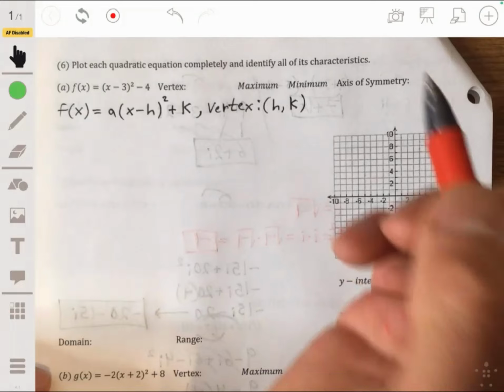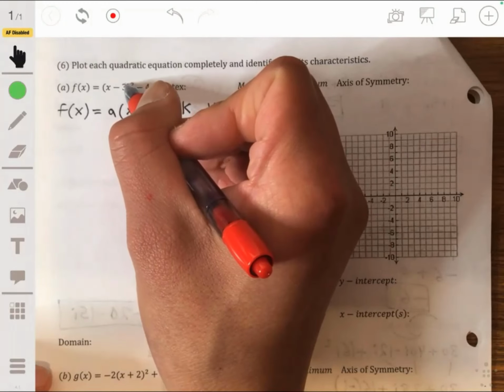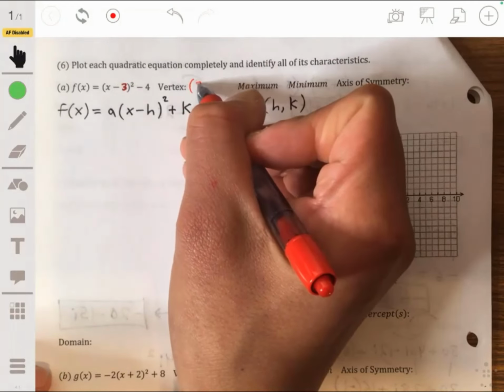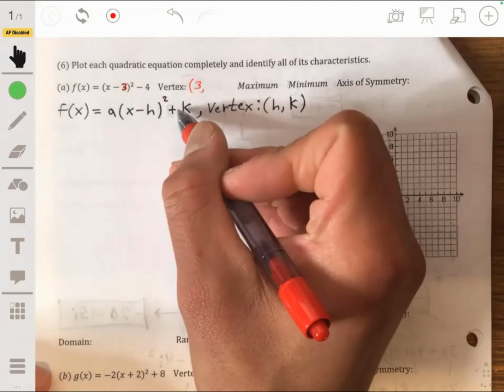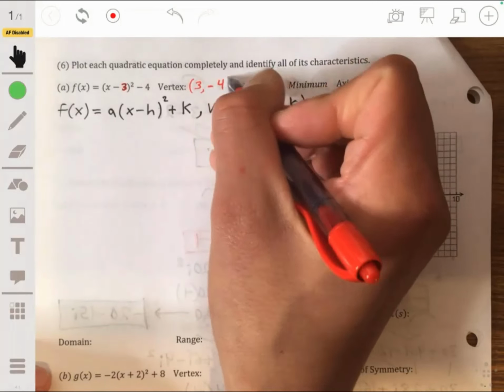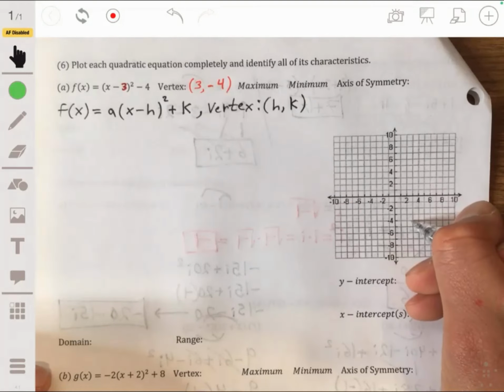So in this equation, our h is 3, because remember, it's minus h. Their vertex is 3, comma, and whatever this number is, in this case, it's minus 4. So the vertex is at 3, comma, negative 4, which will be right over here.